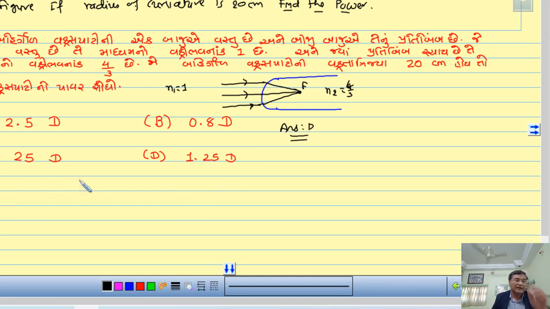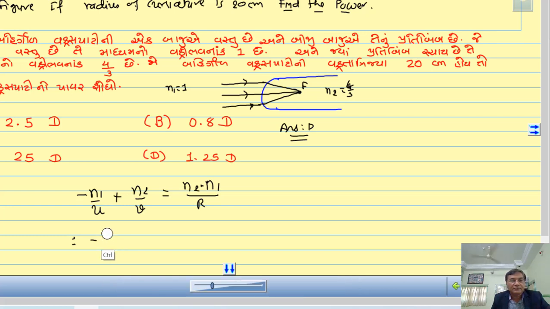So what formula do we have? It is called refraction at a curved surface. This is one curved surface. So our formula is -n1 upon u plus n2 upon v is equal to (n2 minus n1) upon r. So here n1 is 1, and u is infinite because parallel rays are there.